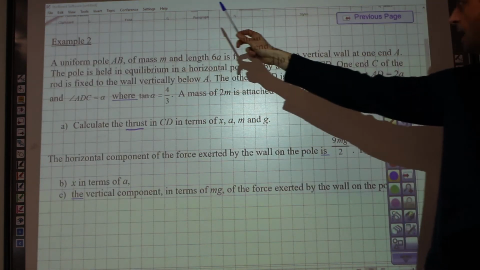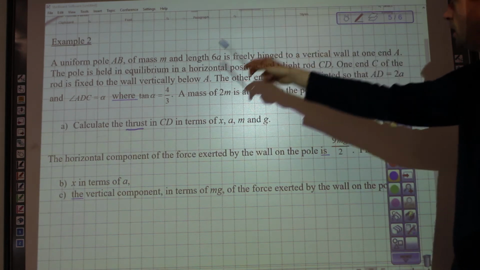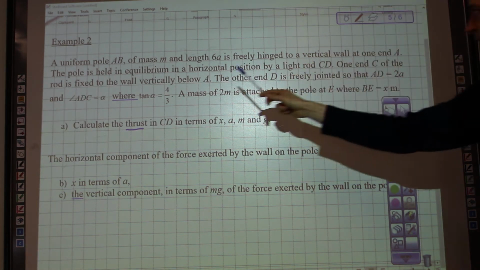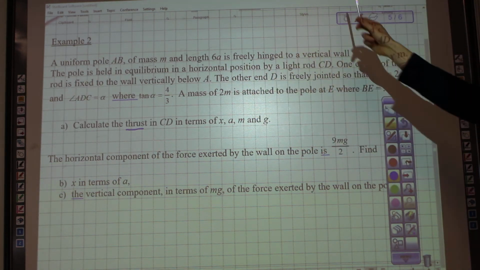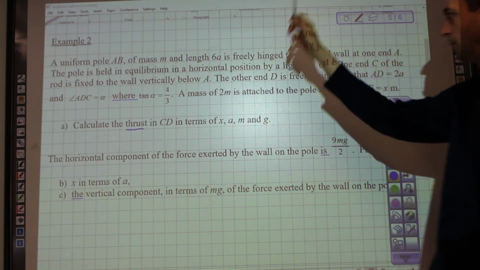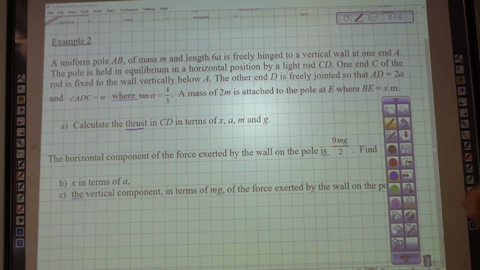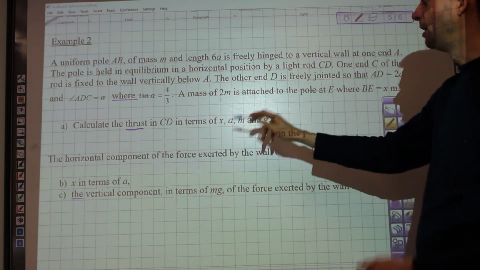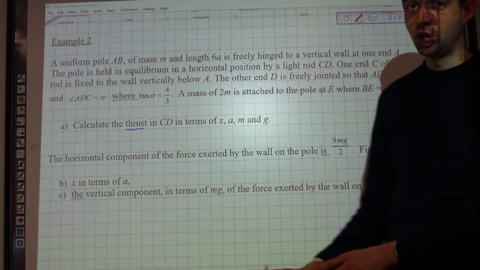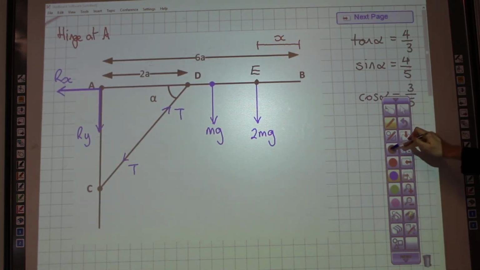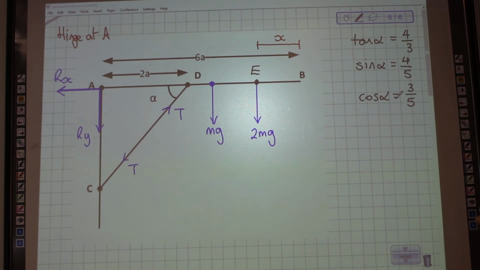Mass M, I've dealt with that. 6A, we've got equilibrium, horizontal position, light rod, 1NC is fixed, D is freely jointed, we've got alpha, we've dealt with tan alpha being 4/3, we've got the mass of 2m, and we've labelled BE as being x metres. Lovely. So what we're now doing is calculating the thrust in CD in terms of x, a, m and g. Let's have a look at how we would do that.